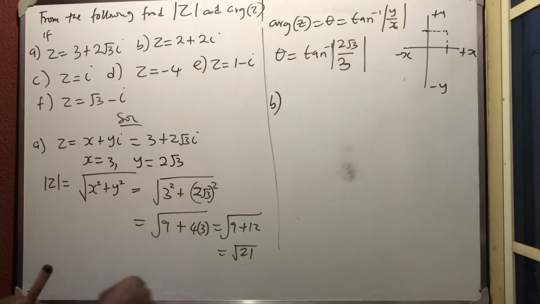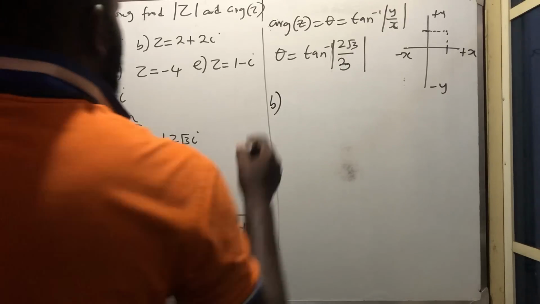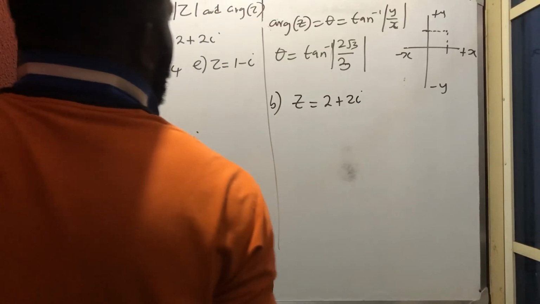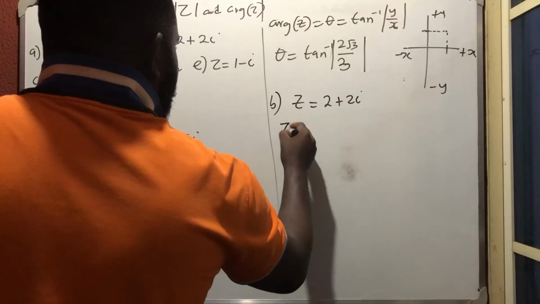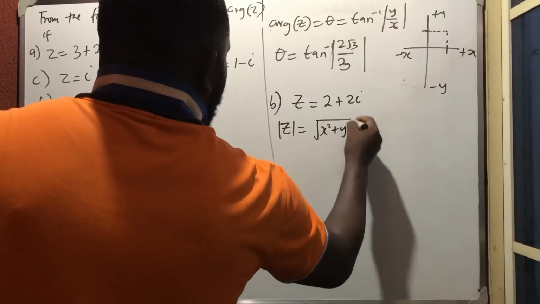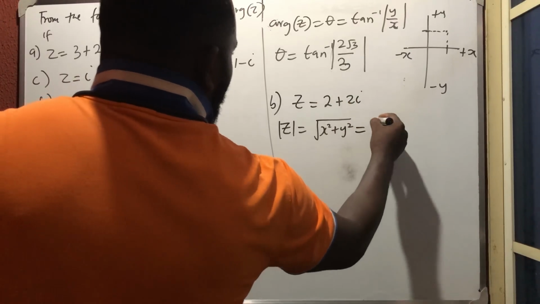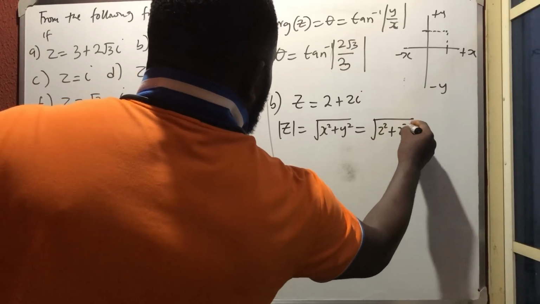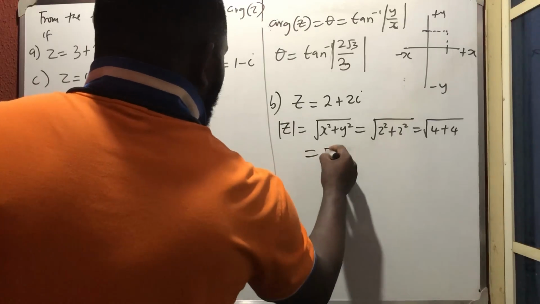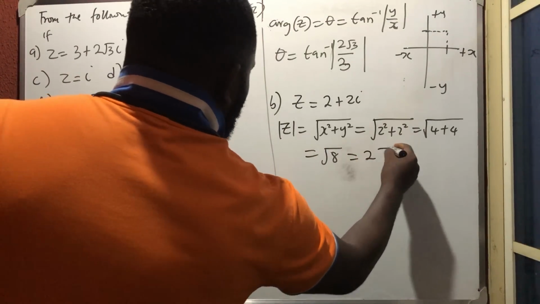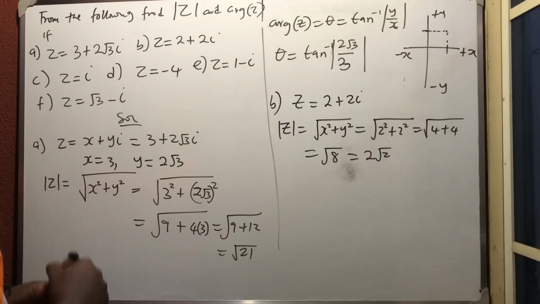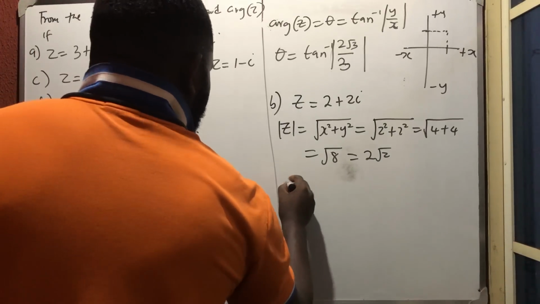So let's look at the next one. Number B said that z is equal to 2 plus 2i. The modulus of z is equal to the square root of x squared plus y squared, and this is my x, this is my y. The square root of 2 squared plus 2 squared is the square root of 4 plus 4, which is the square root of 8. Square root of 8 means 2 root 2, if you want to break it down, or you leave it like that.